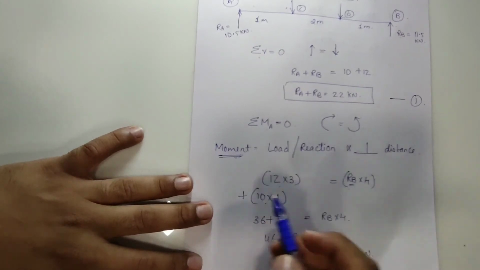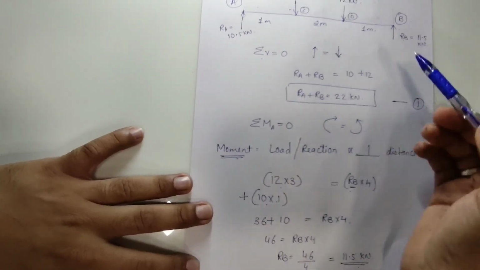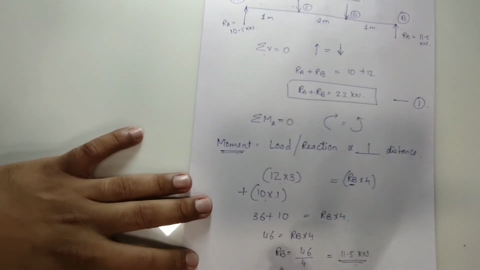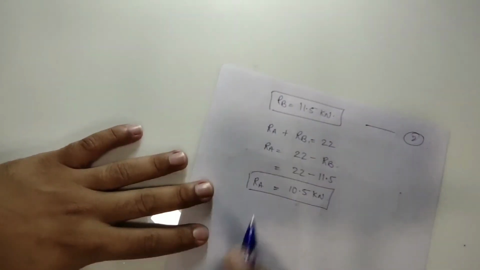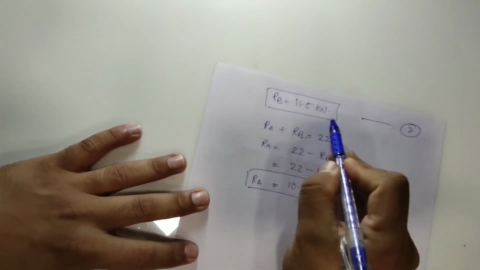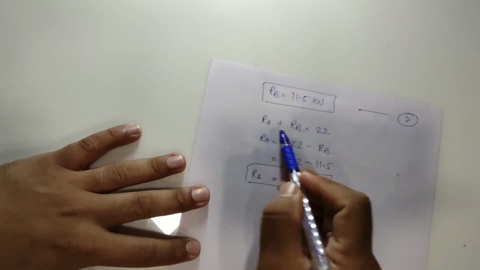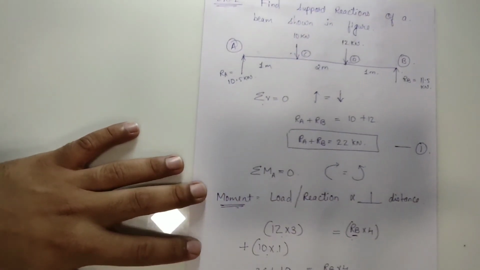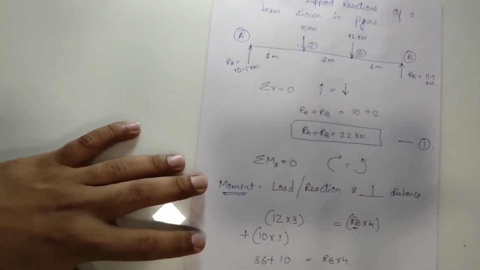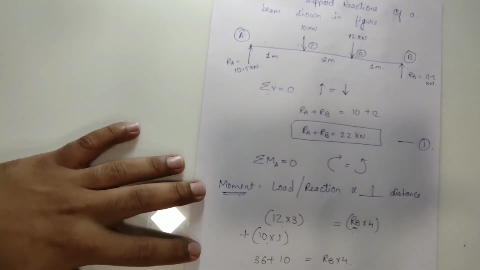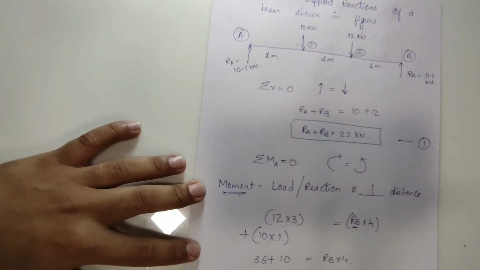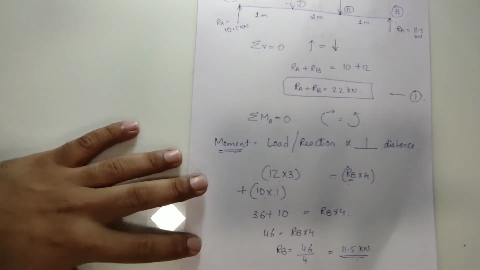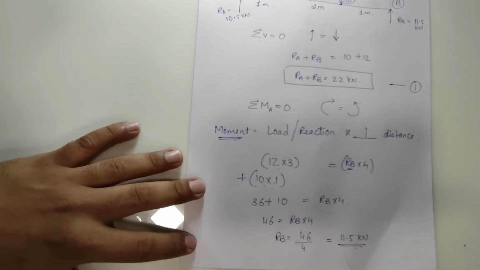So I have taken the moment clockwise is equal to anti-clockwise. From that I got RB is equal to 11.5 kilonewton. I have put this value in equation number 1, and I got RA is equal to 10.5 kilonewton. So this is the easiest way to find out the supports for any kind of beam. So if you feel any doubt again, you can contact me.